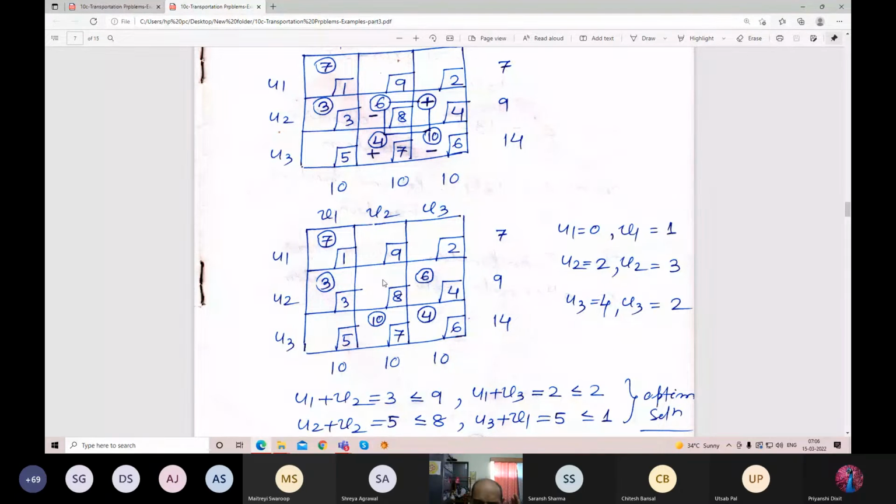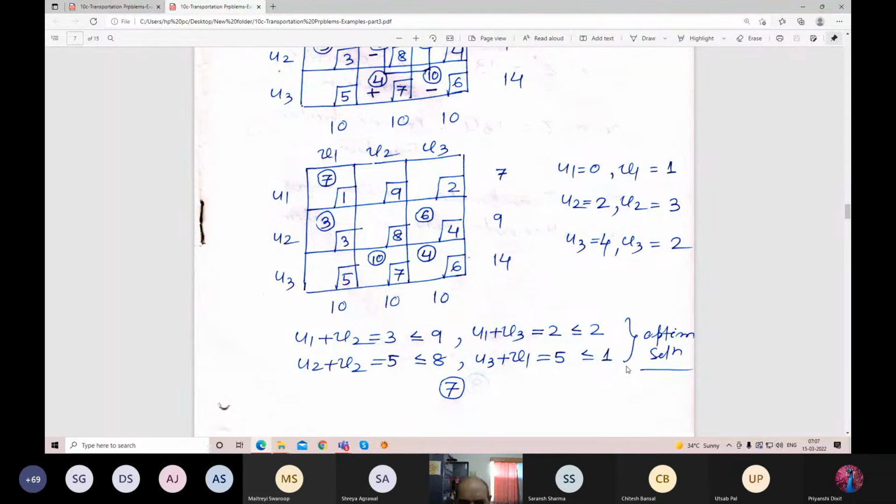Now we would like to know what is happening to the present allocation. So how many allocations are there? In the first row 1, in the second row 2, in the third row 2. There are 5 such allocations. So with respect to the 5 allocations, we would like to find the multipliers. Find the multipliers U1, U2, U3, B1, B2, B3.